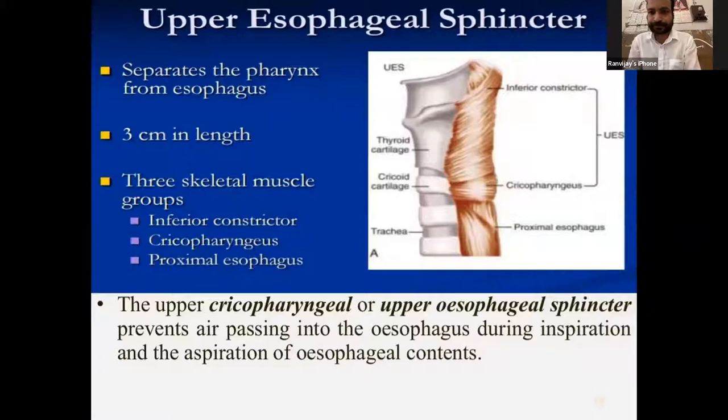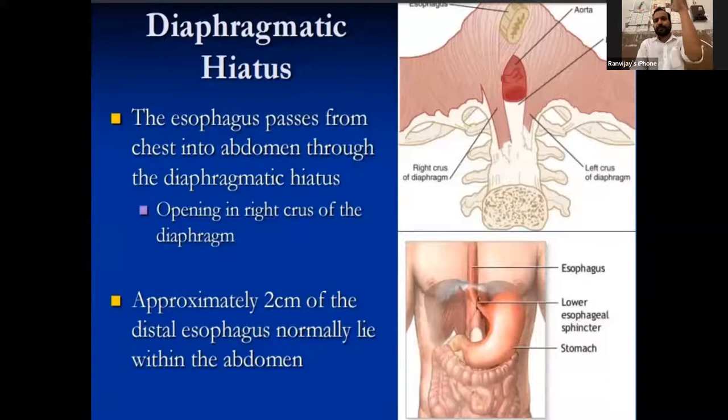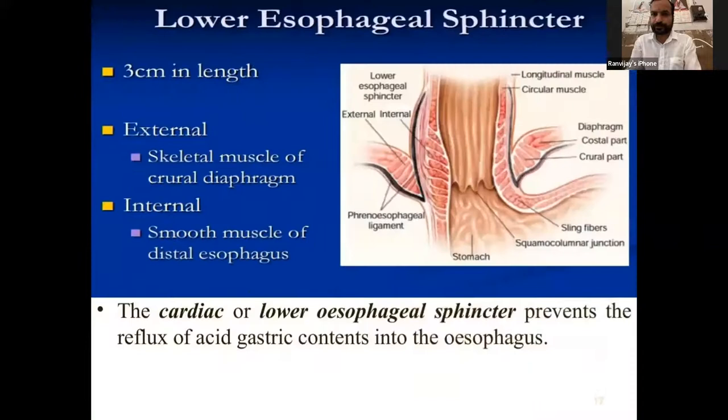Now, the diaphragmatic hiatus. The esophagus passes from the chest into the abdomen through the diaphragmatic hiatus, an opening in the right crus of the diaphragm. Approximately 2 centimeters of the distal esophagus normally lies within the abdomen. The lower esophageal sphincter is also 3 centimeters in length, and it is formed externally by the skeletal muscle of the crus of the diaphragm and internally by the smooth muscle of the distal esophagus. The lower esophageal sphincter prevents reflux of acid gastric content into the esophagus.